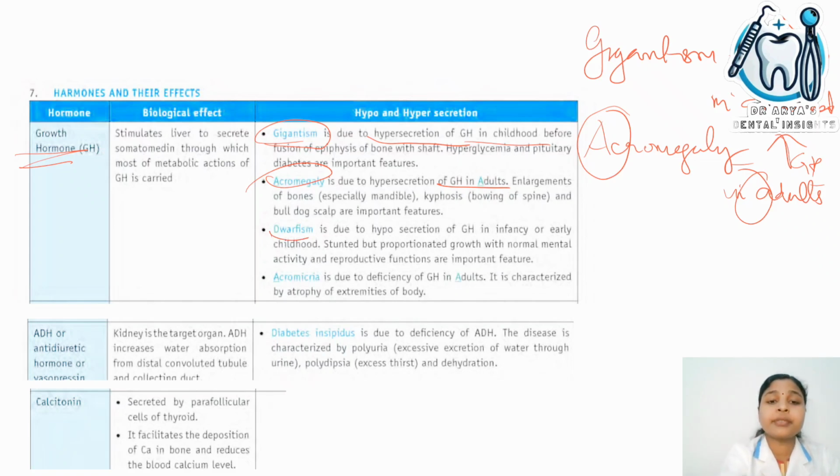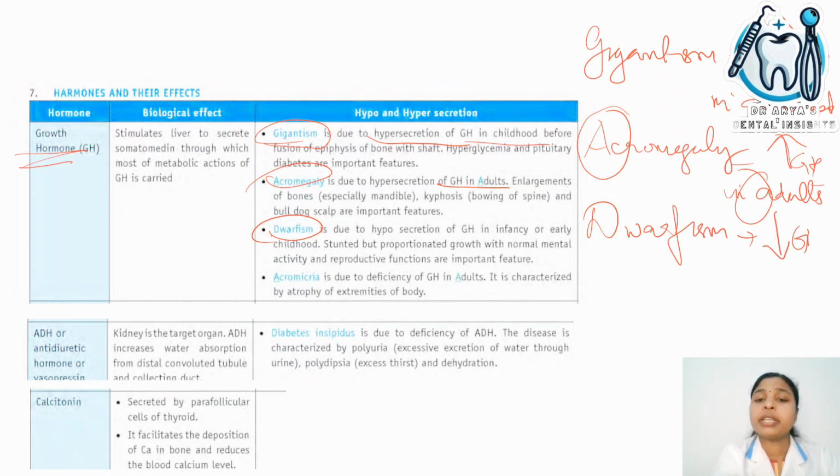Then coming to dwarfism. What is dwarfism? Dwarfism is due to hyposecretion of growth hormone in infancy or early childhood. So in infancy, it is stunted but proportionate growth, with normal mental activity and reproductive functions, as important features.